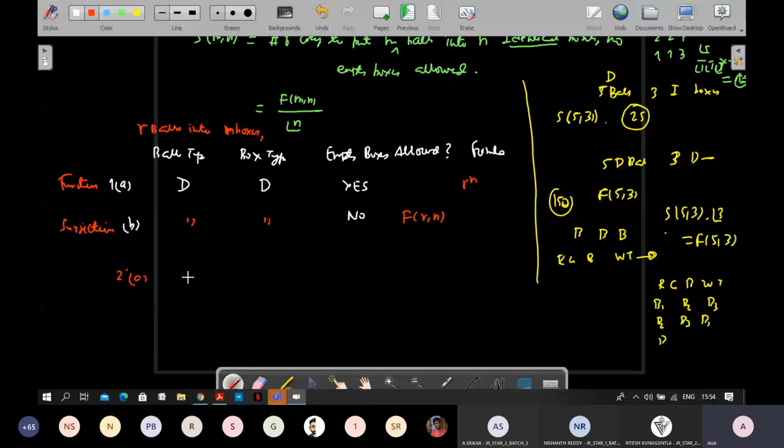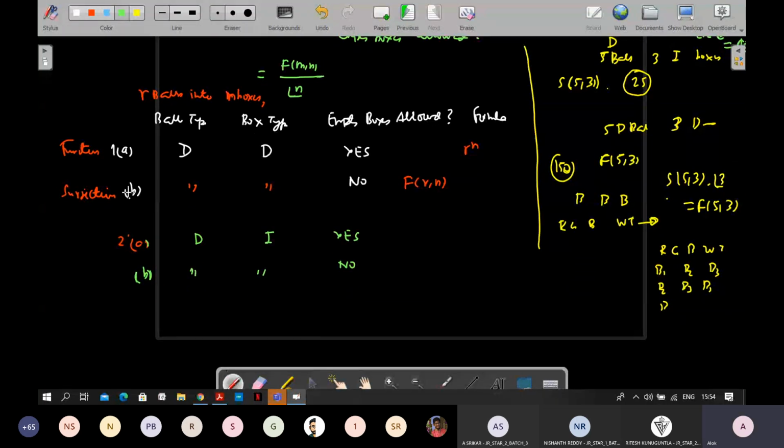The second case will be balls distinct and boxes identical now. Distinct, identical. Empty box allowed? Yes. Empty box allowed? No. So this is 2A, 2B. Why am I writing this 2A, 2B? 2B will come directly from 1B. 2B is just F(R,N) upon N factorial. That only I named as S(R,N).